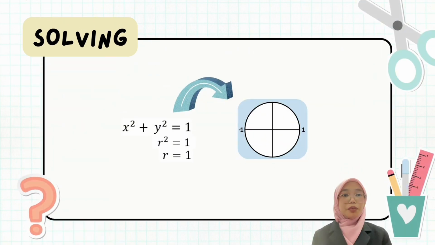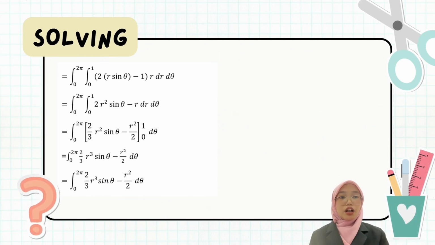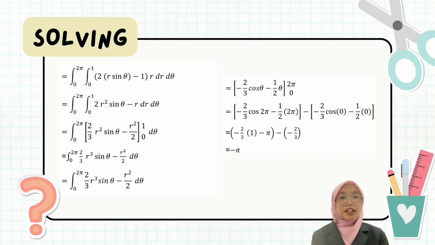For the next step, we must determine the region of the curve, where x equals r cos theta and y equals r sin theta, so x squared plus y squared equals 1, and then we got r equals 1. Substitute all of them into the equation. So we got the integral with limit 0 to 2 pi, integral with limit 0 to 1, of 2 in brackets r sin theta, close bracket, minus 1, times r dr d theta. And then after we integrate, we got the answer: negative pi.